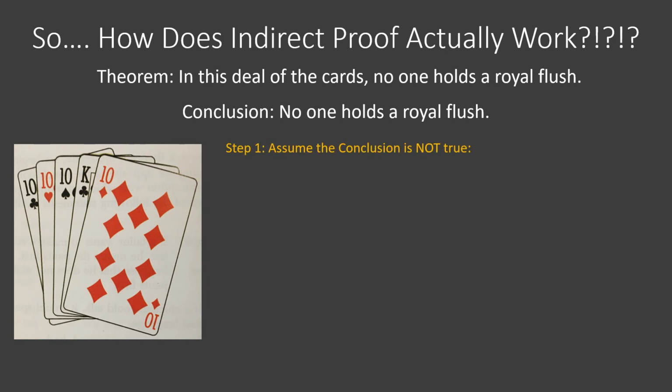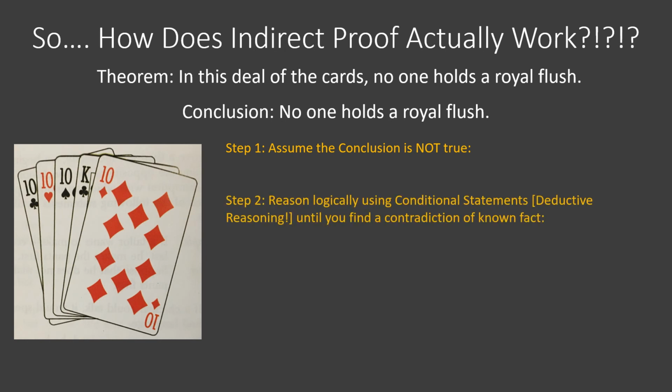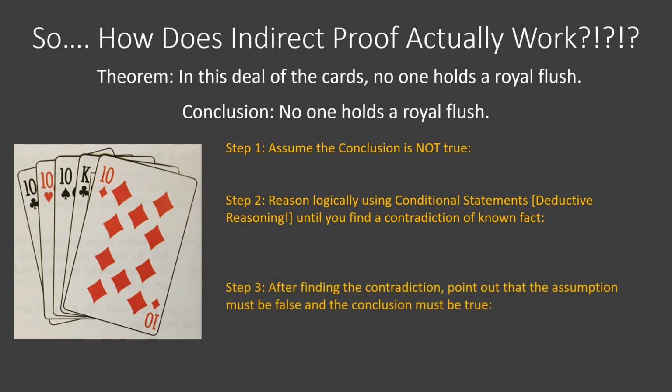So step one is we need to assume the conclusion is not true when we're trying to write an indirect proof. Step two, we're going to reason logically using a conditional statement or a series of conditional statements, which of course is deductive reasoning using our if-then statements. And we're going to do this until we find a contradiction of known fact. And finally, after we find the contradiction, we're going to point out that the assumption must be false and the conclusion must be true.